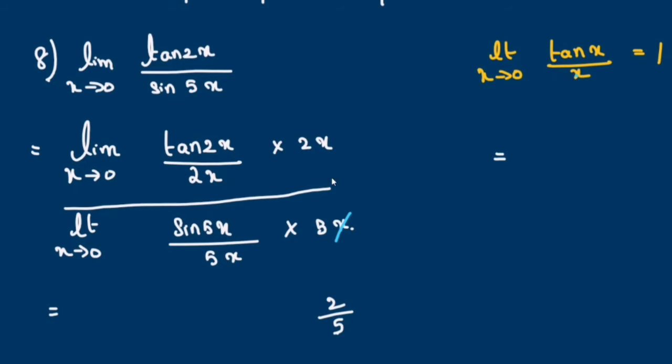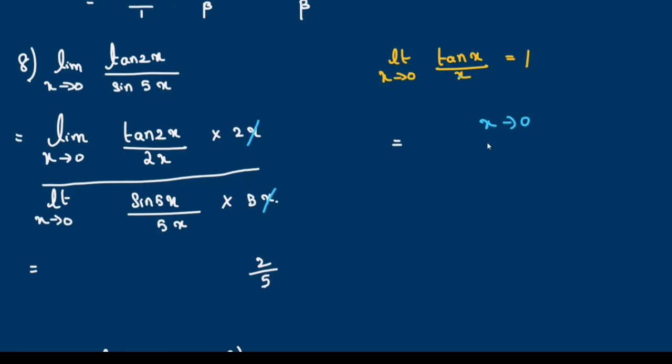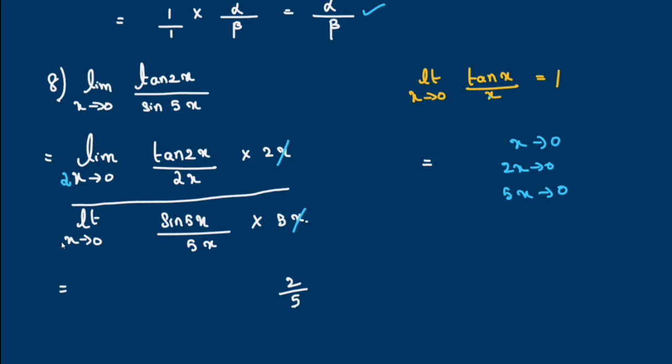So we can cancel this x and x. This is equal to 1. The numerator is 1. The denominator is also equal to 1. Again, you can write when x tends to 0, 2x tends to 0, 5x also tends to 0. So we can write here 2x tends to 0 and 5x tends to 0. So limit 2x tends to 0, tan 2x by 2x is 1. Similarly, limit 5x tends to 0, sine 5x by 5x is also 1, into 2 by 5. So the answer is 2 by 5.